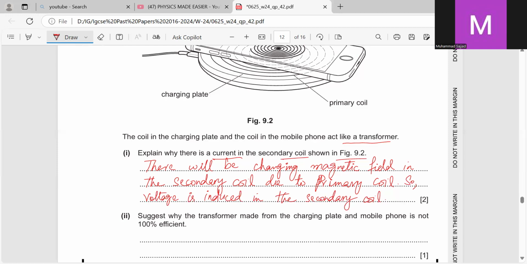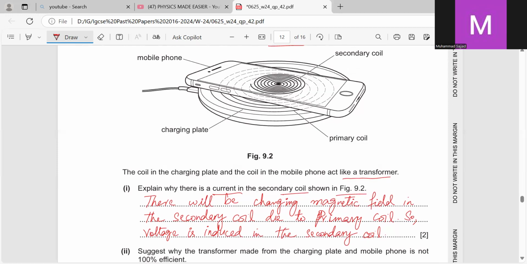So what is the concept? Even you can say, we know one thing, that the primary coil is connected to AC power supply. It means the magnetic field in the primary is changing. Now the secondary coil is in the influence of the primary coil, within the range of the primary coil. So if in the primary coil the magnetic field is changing, it means in the secondary coil also the magnetic field will be changing, and a changing magnetic field leads to an induced EMF according to Faraday's law of electromagnetic induction. So voltage will be induced in the secondary coil, which is leading to the current in the secondary coil. That is what we have to answer.